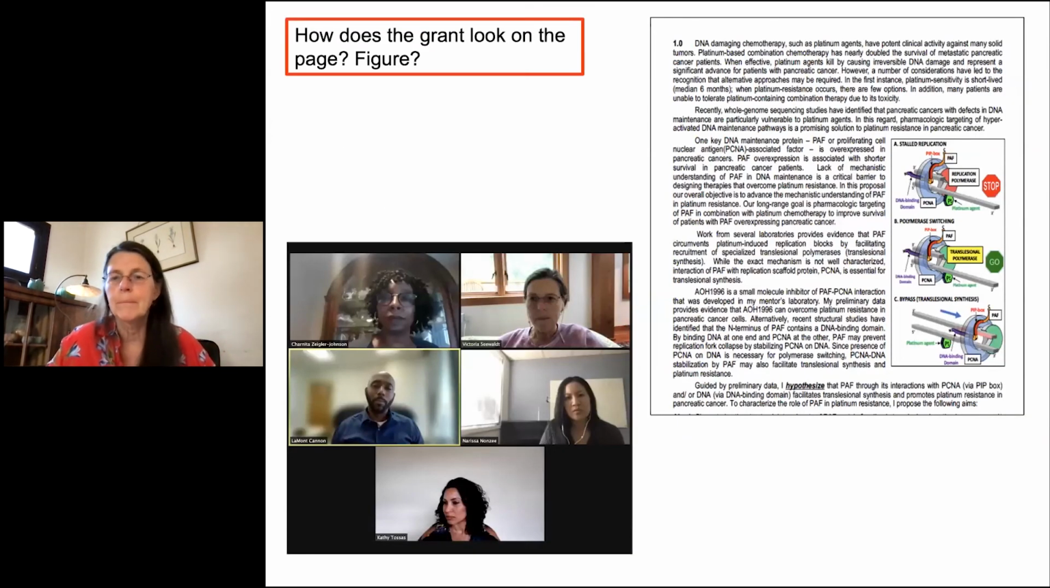So first thing we do is we put the aims page up and we look at how does it look on the page. And we say, lots of space here and also a really nice figure. People learn in different ways. And some people are very visual. I'm very visual. Some people are more words. And so it's good to have both here to cater to both individuals.